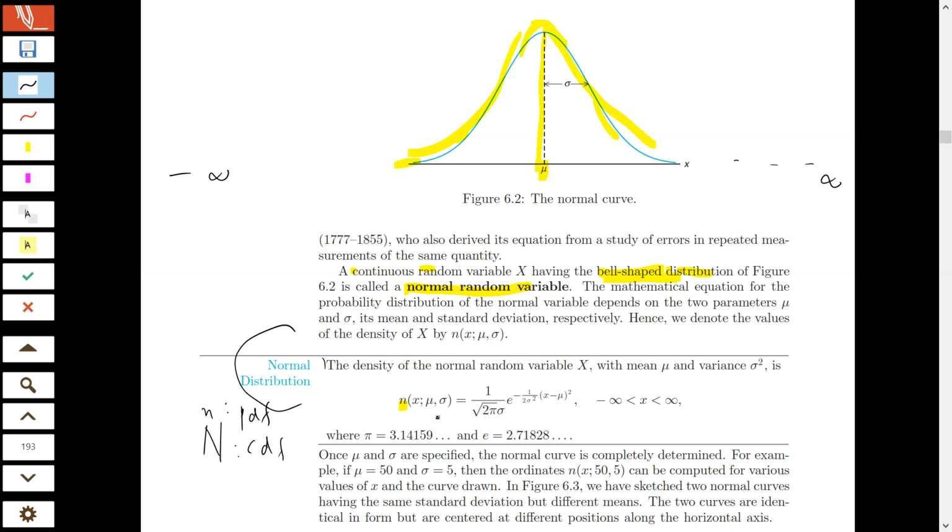And you need two parameters. One of them is the mean, just like you had in the Poisson, and the other is the standard deviation, sigma. Sorry, sigma is the standard deviation, and that also becomes a parameter. And then you have this formula.